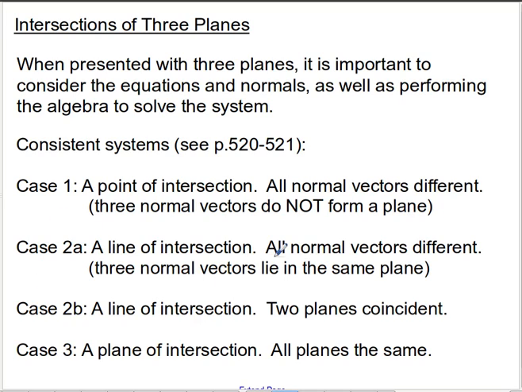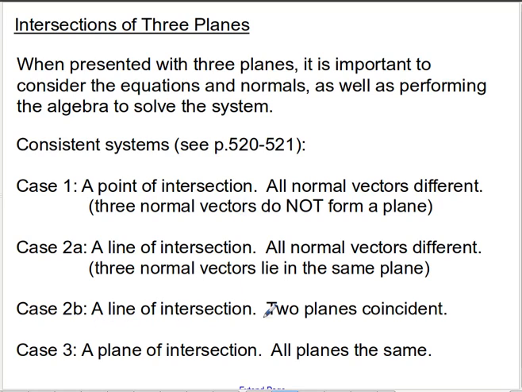Another case where all the normal vectors are different is a line of intersection. And in this case, as I said, I wouldn't expect you to check this, but I just put this down here for your information. In this case, the three normal vectors of the three different planes, they actually are coplanar. They lie in the same plane. And that's why we get a line versus a point of intersection.